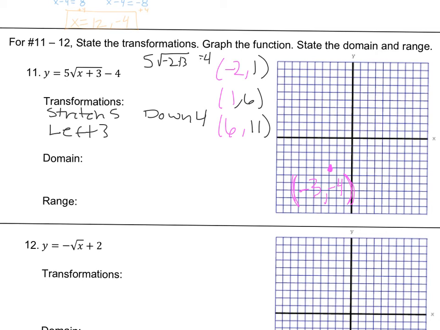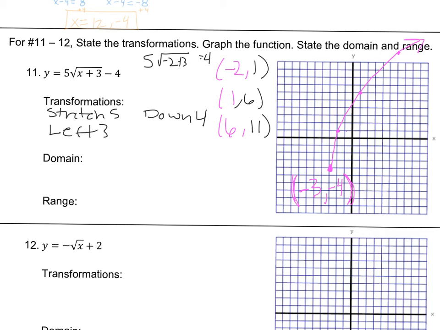So now I have 3 points that I can plot. So I have negative 2, positive 1. Right here, about 1 and 6. 1, 2, 3, 4, 5, 6. And 6, 11. It's off the charts. It should be a curve, and it should be pointing to the right. So that's what that looks like.